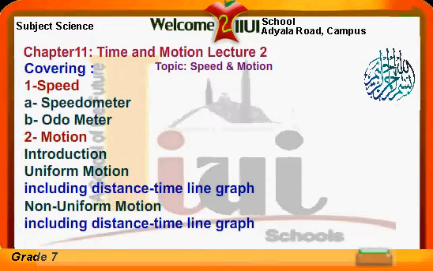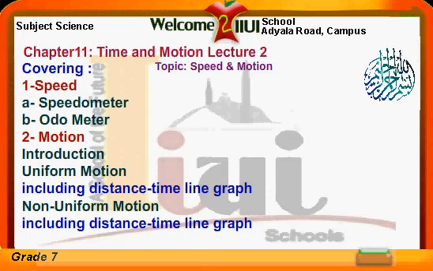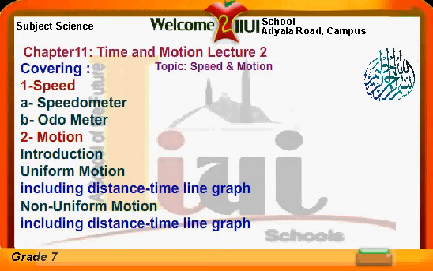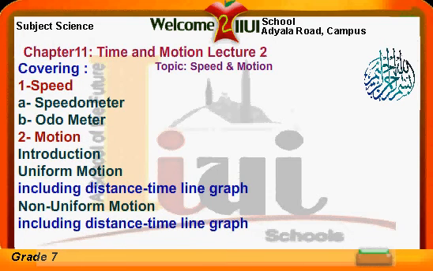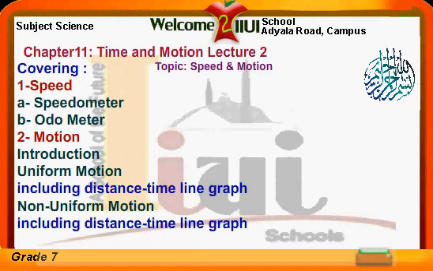Covering number 1, Speed, in which you learn what is speedometer and odometer. Number 2, Motion, in which you learn what is motion, uniform motion and non-uniform motion, including examples of distance time line graph.